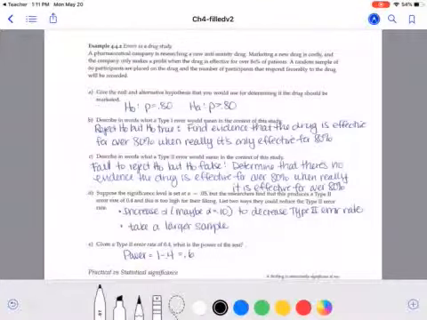A pharmaceutical company is researching a new anti-anxiety drug. Marketing the drug is costly, so they only make a profit if the drug's effective for over 80% of their patients. A sample of 60 participants were placed on the drug, and they look at how many responded favorably. So the first question is, give the null and alternative.